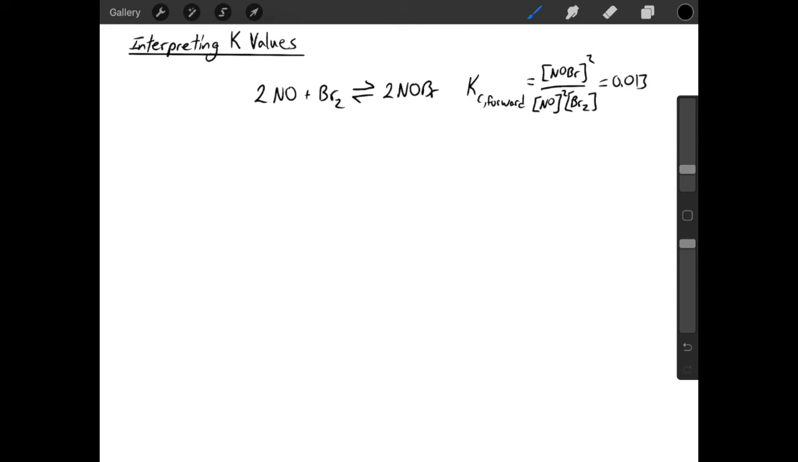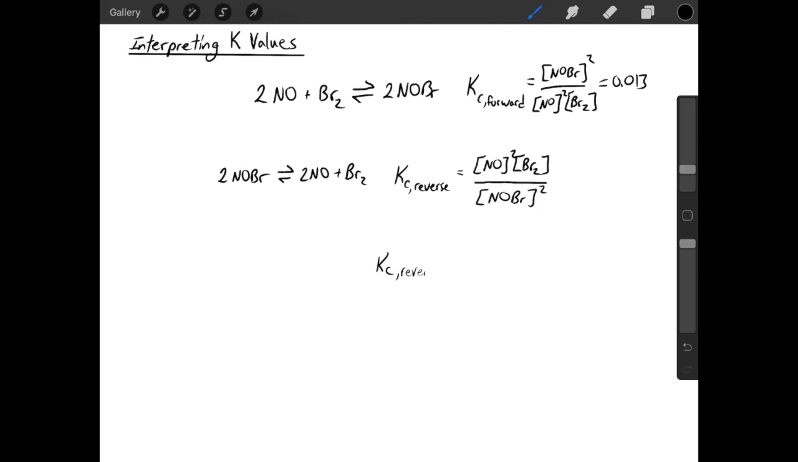However, if we write this reaction in the opposite direction, where NOBr is the reactant and NO and Br2 are the products, we're going to have to write our K expression inverted. Because we've reversed our reaction, we've inverted our K expression, and that means we invert our K value as well.